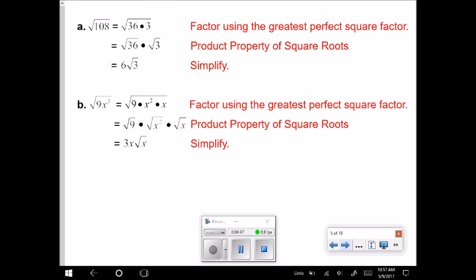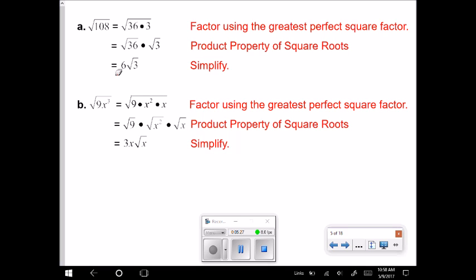So if you look at A, they have the square root of 108, and they want you to simplify that. So they say factor using the greatest perfect square factor, which sometimes is hard to think about, but you can work through some of them, hopefully. So they broke it down to 36 times 3, because 36 is your greatest perfect square factor. So you just have to work through those perfect squares. So you work your way down. So then they break it down to the square root of 36 times the square root of 3, and then they break it down to 6 times the square root of 3.